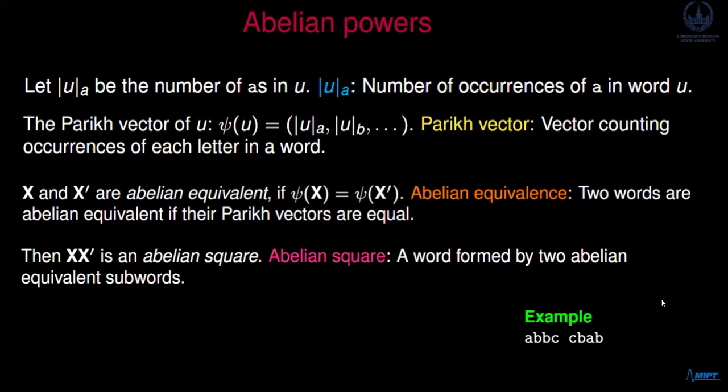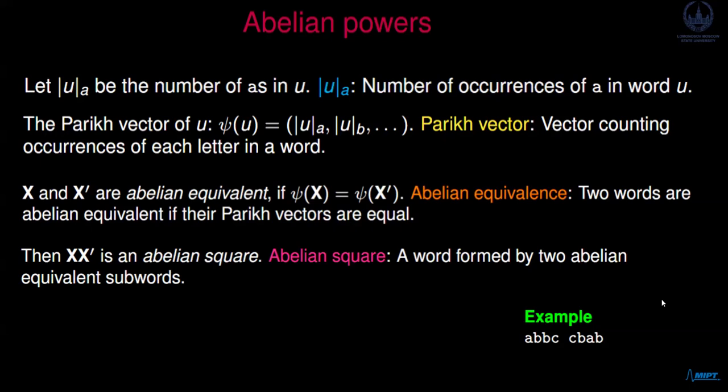So, I mean, 1 occurrence goes to A and 2 to B, and so on. Now, two words X and X prime are said to be abelian equivalent if their vectors are the same. In other words, X and X prime have the same number of occurrences of each letter, but possibly in different order. An abelian square is formed when two consecutive factors are abelian equivalent.